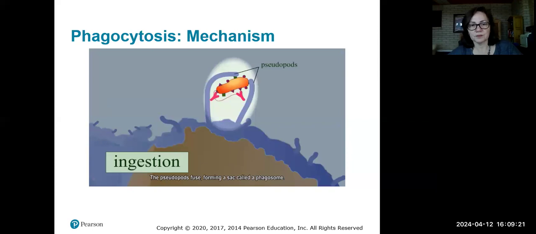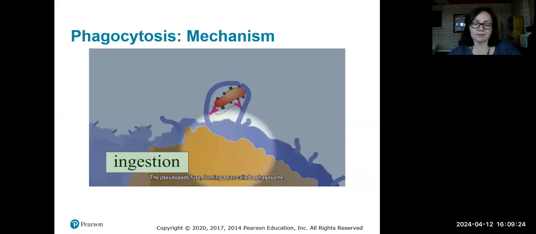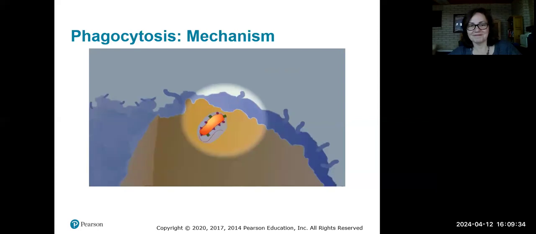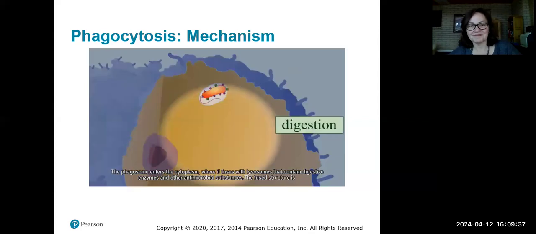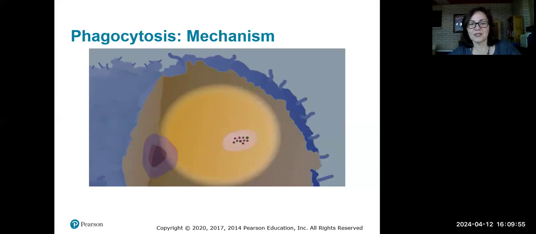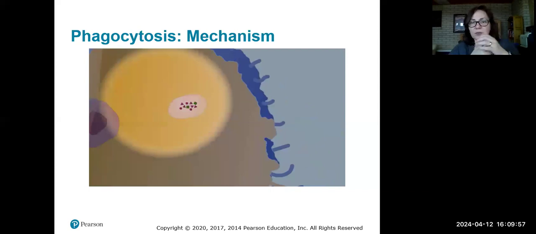The pseudopods fuse, forming a sac called a phagosome. The phagosome enters the cytoplasm, where it fuses with lysosomes that contain digestive enzymes and other antimicrobial substances. The fused structure is called a phagolysosome. Digestion of most bacteria is complete within 10 to 30 minutes. Okay, so then this thing gets broken down and it can't continue causing infection.